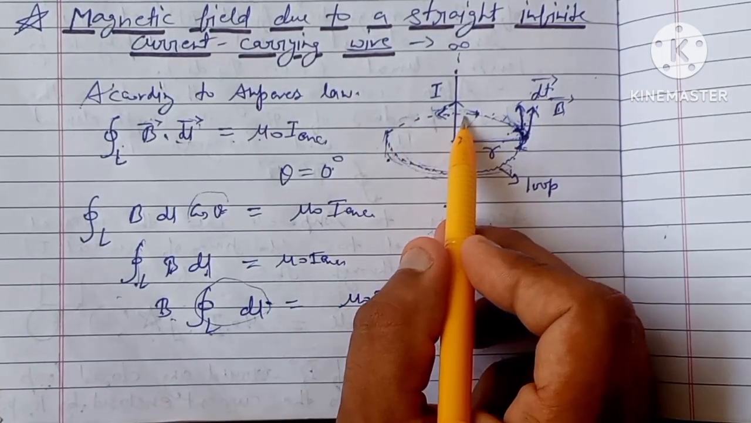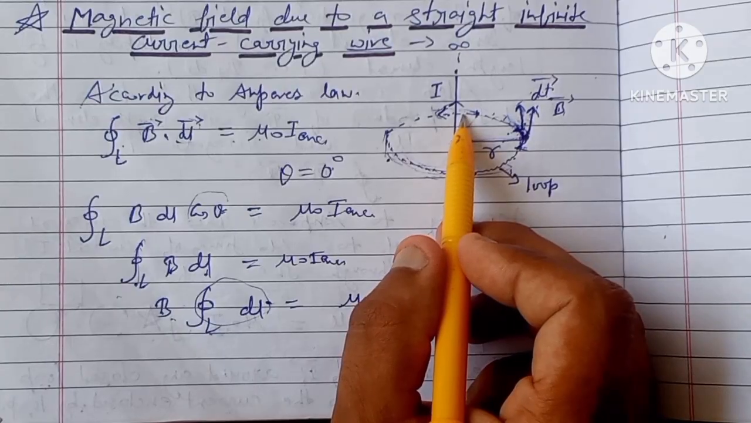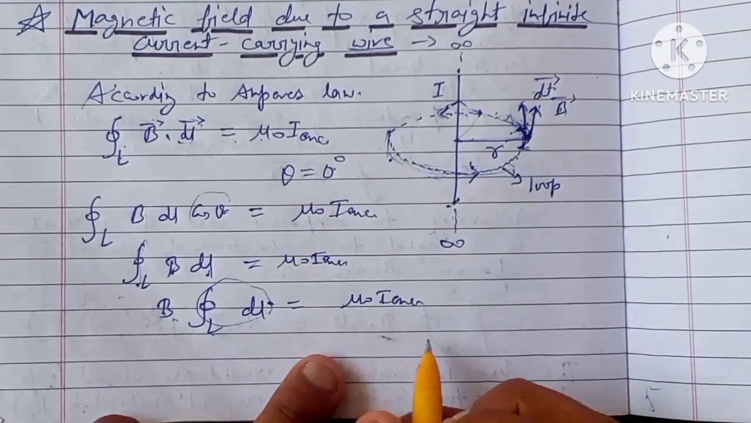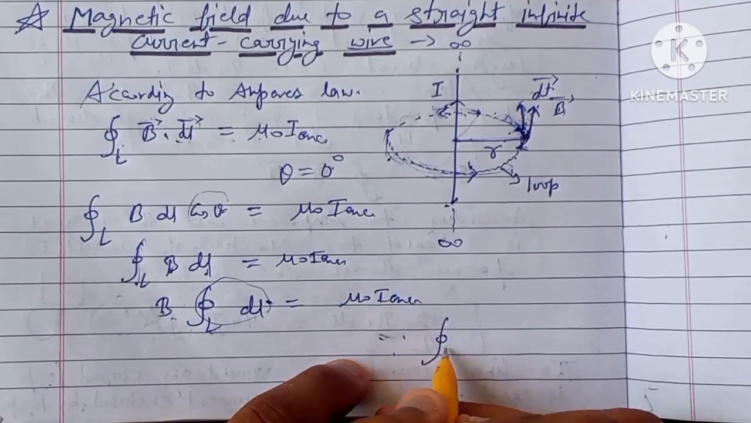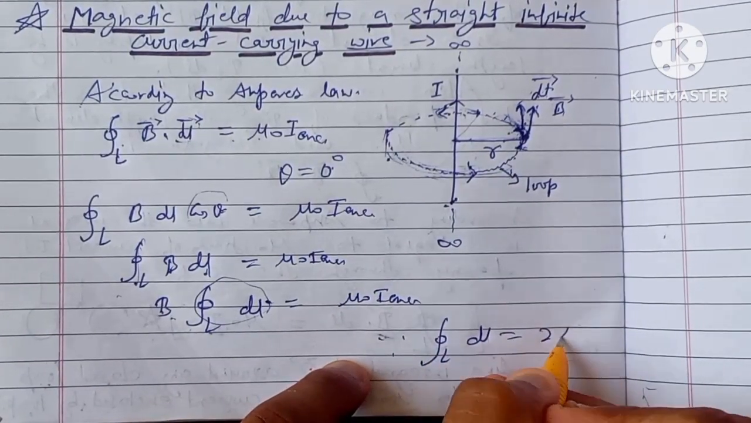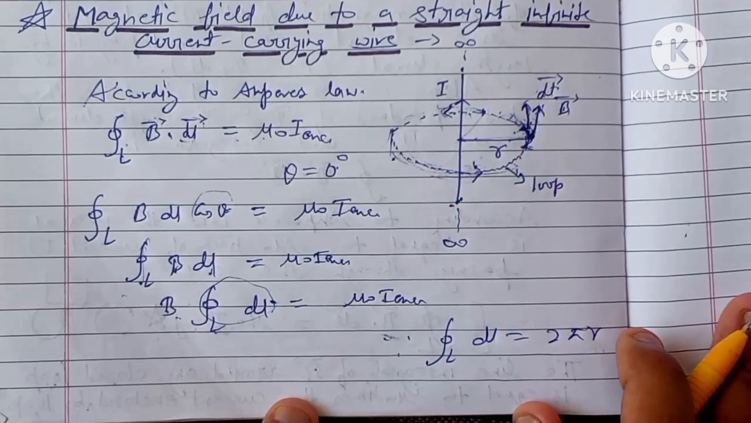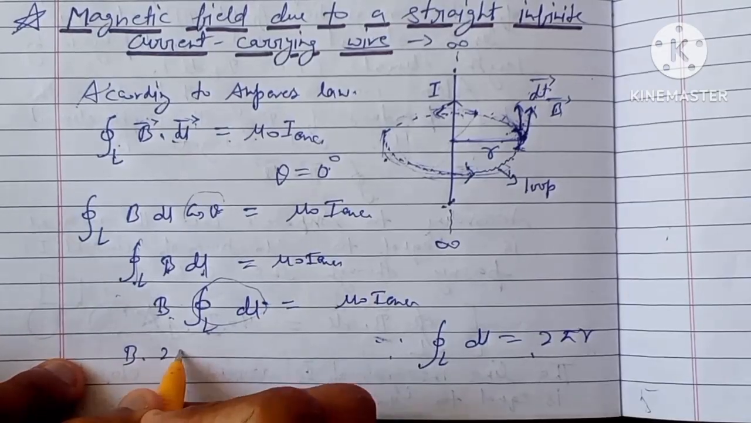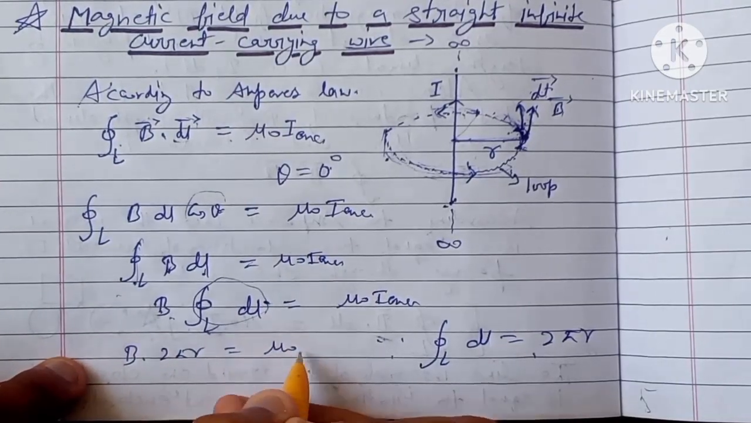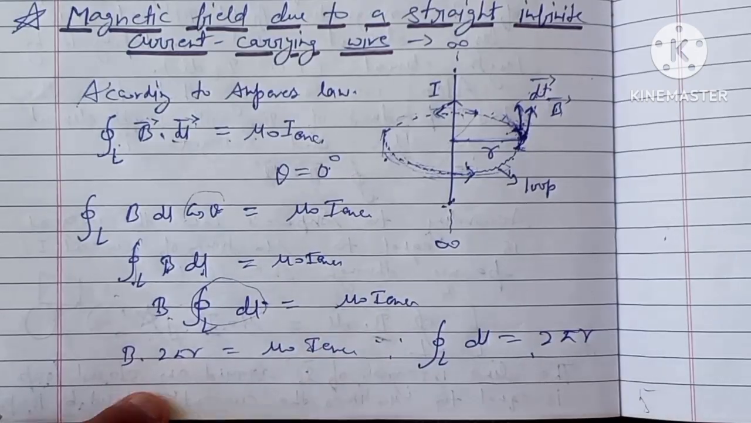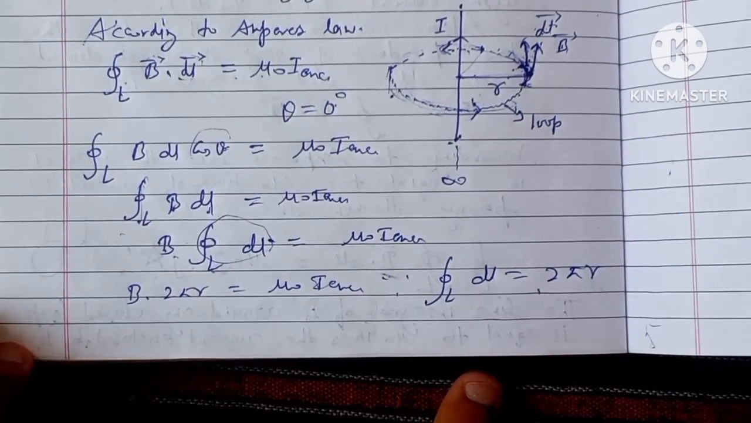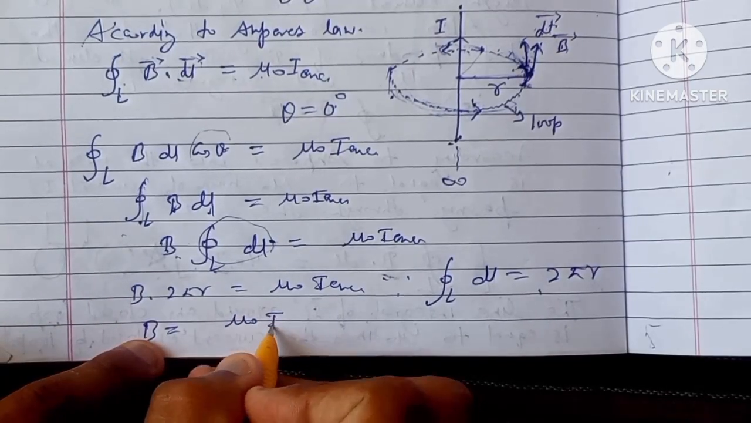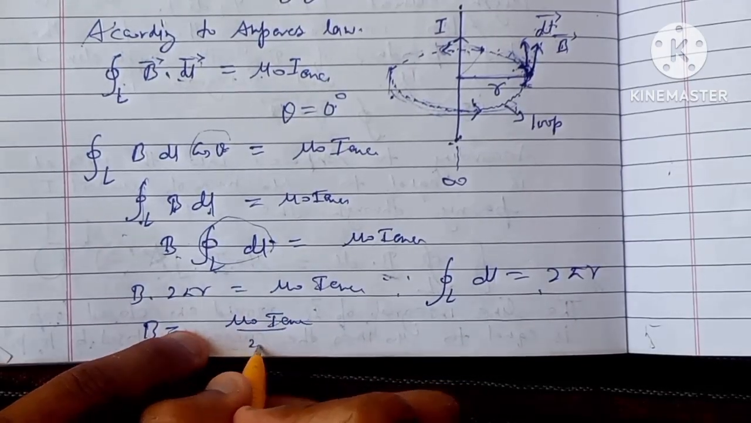This is the circumference of this loop, and this loop is in the shape of a circle. You can clearly see that the circumference of a circle is nothing but 2 pi times the radius of the circle. So here the closed line integral of dl is nothing but 2 pi r. Okay, so put this value here. So you will get B multiplied by 2 pi r equal to mu naught I enclosed. So you will get B equal to mu naught I enclosed divided by 2 pi r.